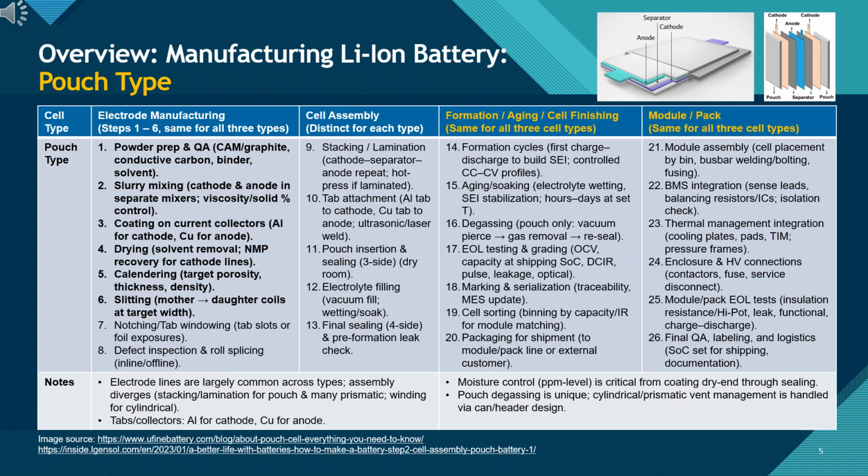Please note that this slide is the first of three detailed process tables. The following slides will show cylindrical and prismatic cell manufacturing flows. I encourage you to compare all three tables carefully to observe how the electrode steps are similar across cell types, while the assembly and sealing processes differ significantly due to the unique cell formats.